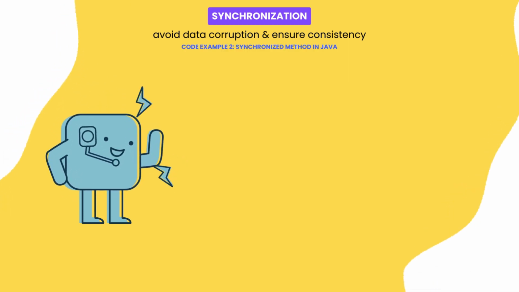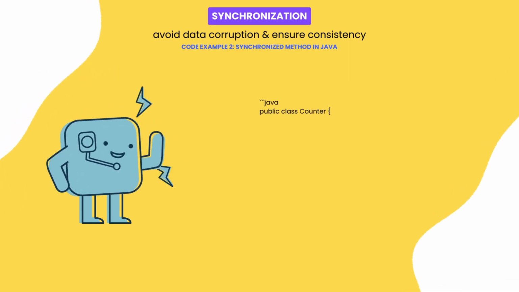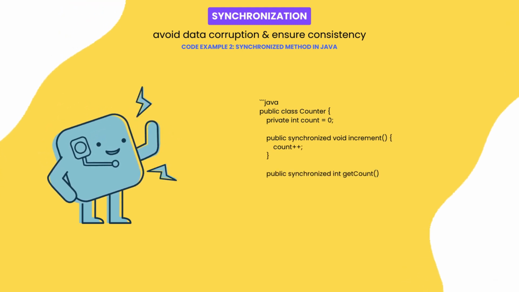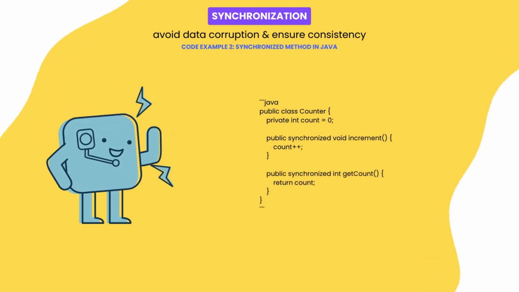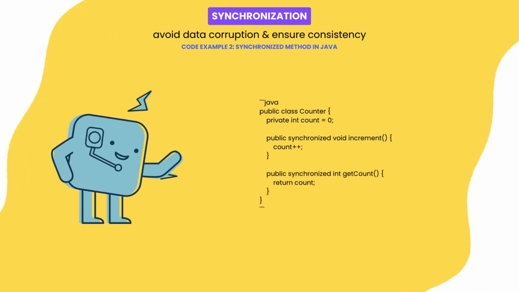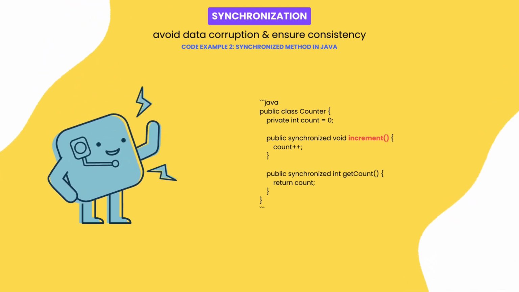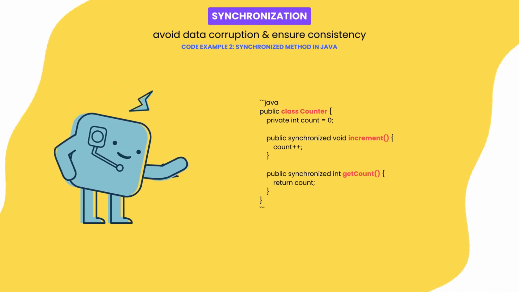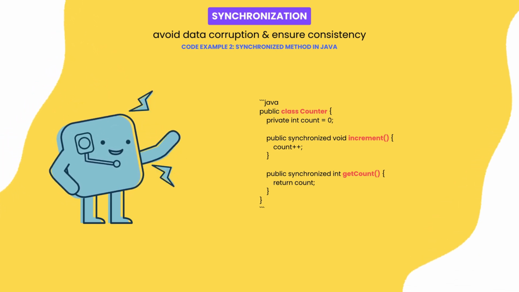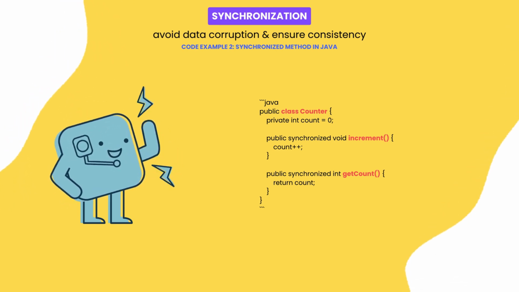Code example 2, synchronized method in Java. public class Counter { private int count = 0; public synchronized void increment() { count++; } public synchronized int getCount() { return count; } } Here, we've synchronized the increment and getCount methods of the Counter class. This ensures that only one thread can execute these methods at a time, preventing race conditions.